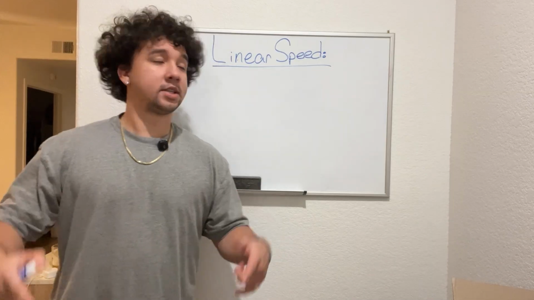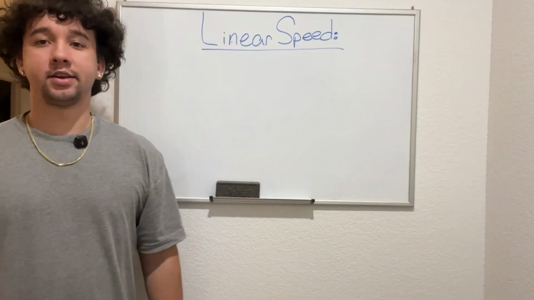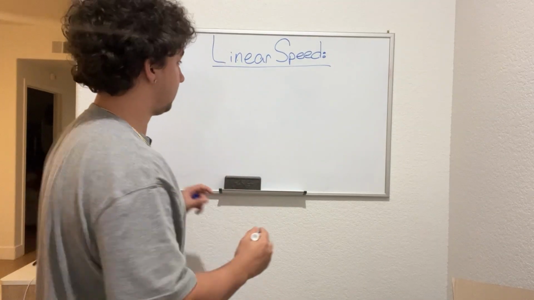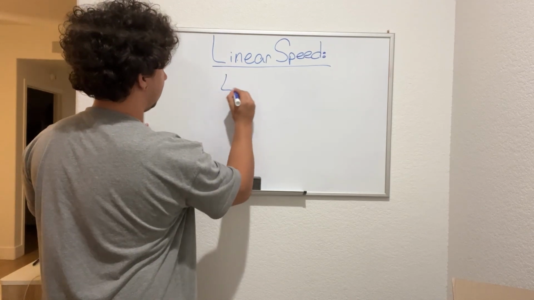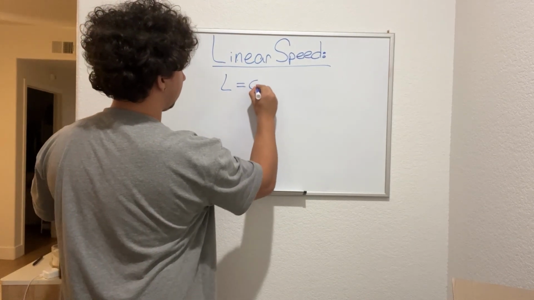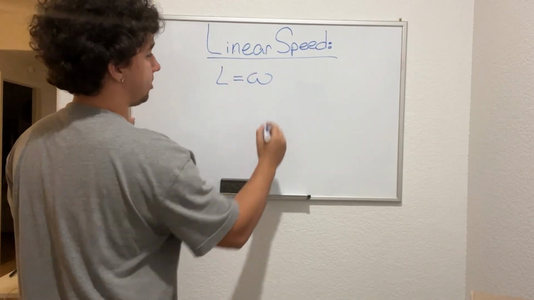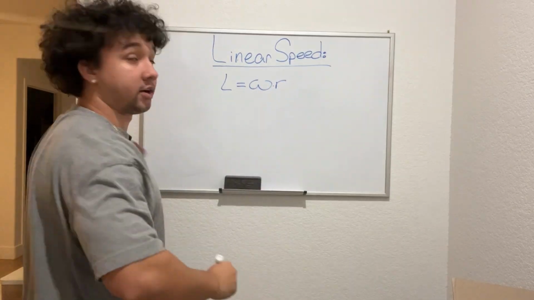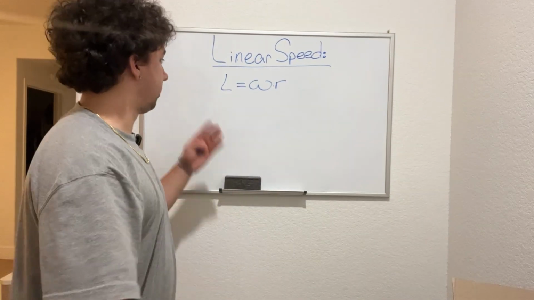All right, first things first. What is linear speed? Well, linear speed, let's say L, is equal to angular speed, which is usually shown as W, times radius. Now you're asking me, what is angular speed? Well, let's go through all these.